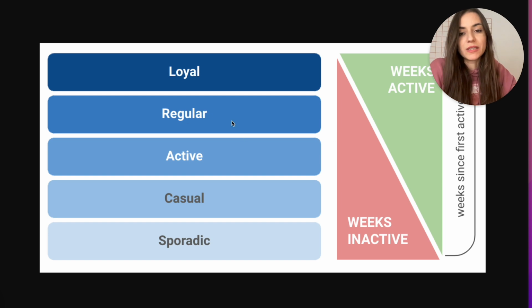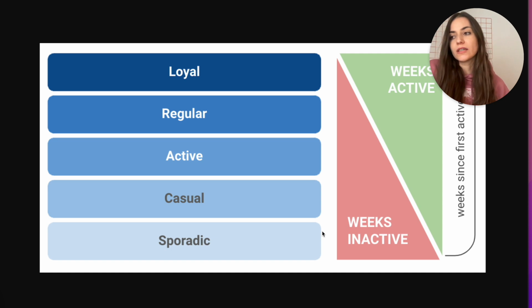If I have been active between 60 and 80 weeks, I would be a regular user. If I have been active between 40 and 60 weeks, I would be an active user. If I've been only active 20 to 40 weeks out of those 100 weeks, then I would be a casual user. And if I've been only active 1 to 20 weeks out of those 100 weeks, then I would be a sporadic user.